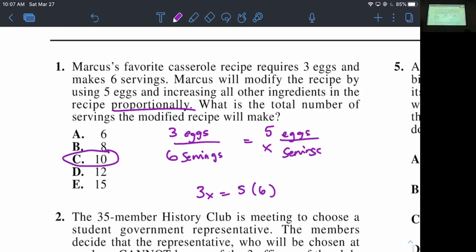But on any proportion, if it says proportional, then it's relating 2 things. And you just make fractions. So if it's relating like width and length, you can do width over length equals width over length and set up the proportion and solve. All right. Questions on that?